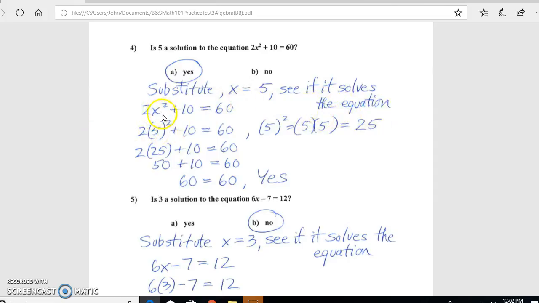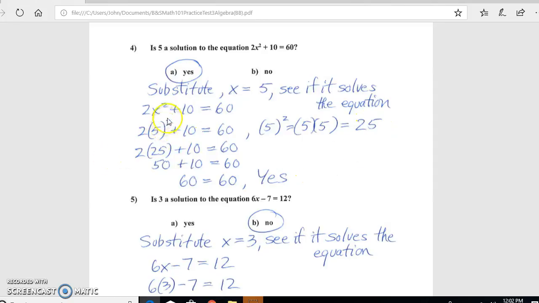So here is my equation, and I'm going to substitute the 5 for the x right here. That's what I've done. I've just substituted 5 for the x here. And the first thing I need to do is calculate this exponent right here. And 5 to the exponent 2 is going to be 5 times 5, which is 25.